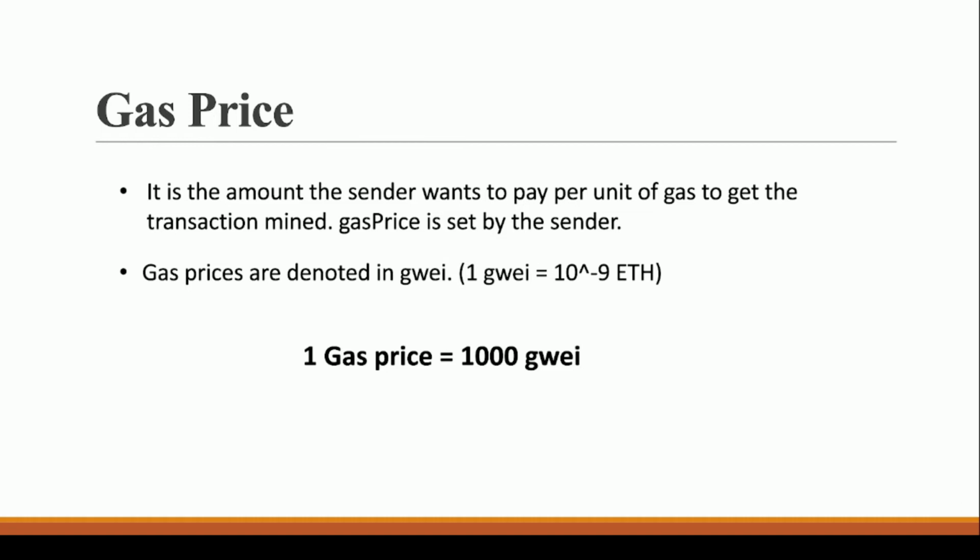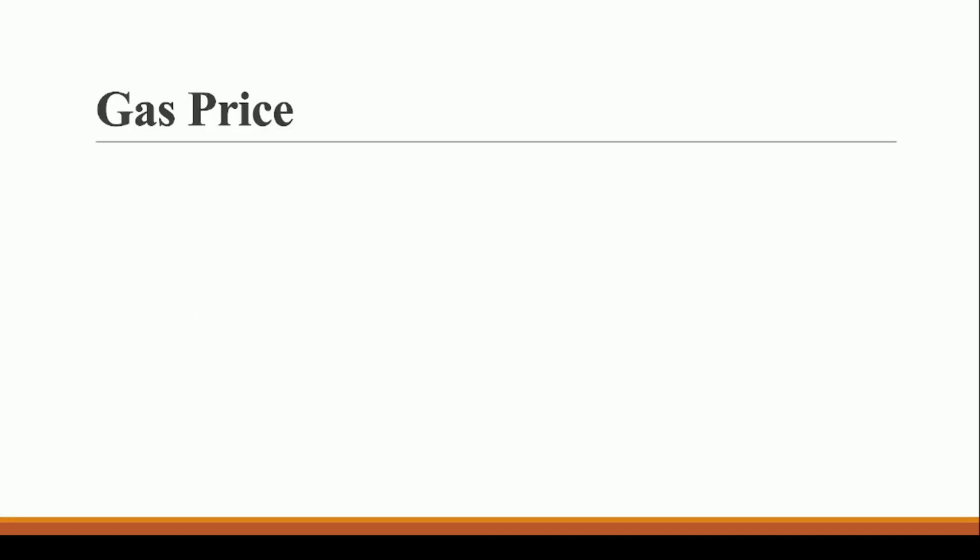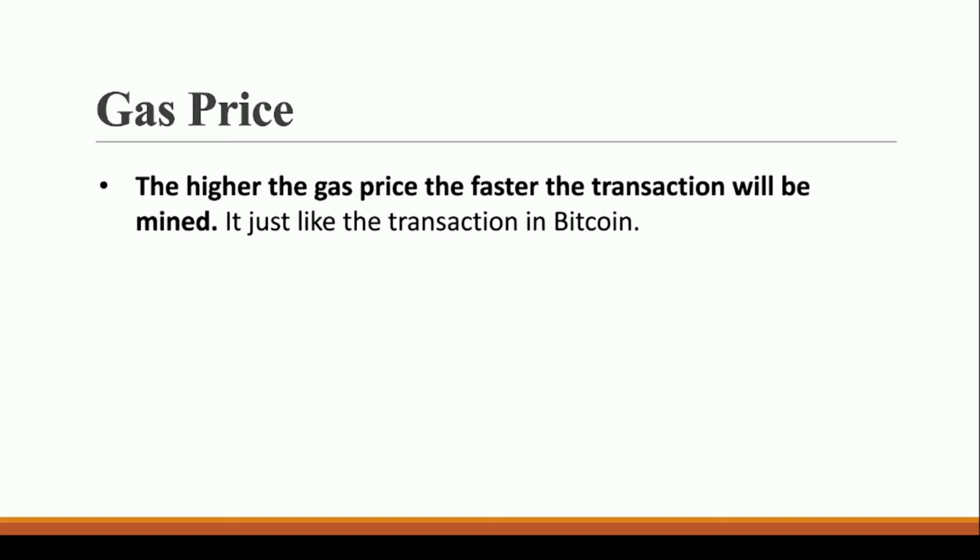Now let's go back to that question that, okay, if the gas price is set by me only, because I'm going to set this gas price, I will have my gas price as low as possible. I will pay some 0.000001 Gwei in order to do my transaction. But now let me tell you one catch here. The catch is that definitely you can decide the gas price. But still, if you want your transaction to get mined faster, then you need to pay a good amount of gas price. So the higher the gas price, the faster the transaction will be mined. It is just like in Bitcoin.